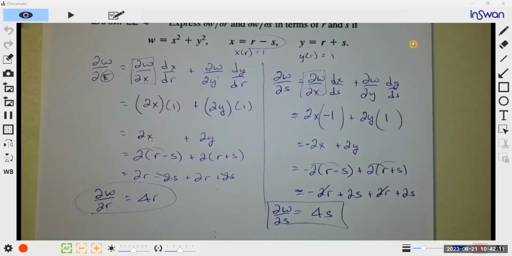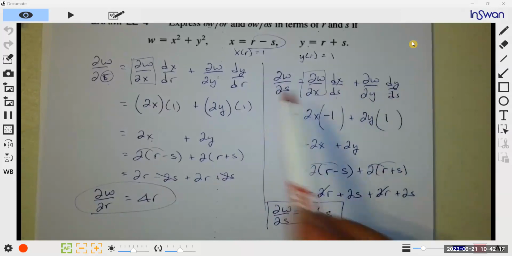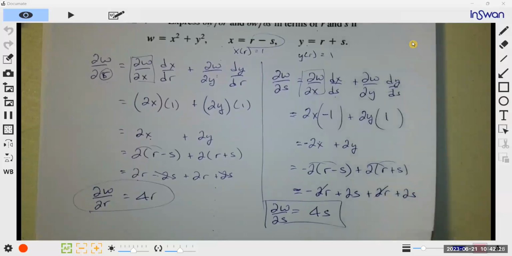So again, it's straightforward. If you just follow the instructions here and just do each one of those and plug and play, it's just straightforward. All right.